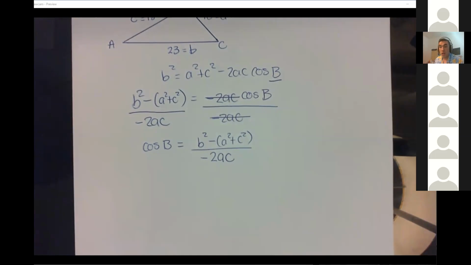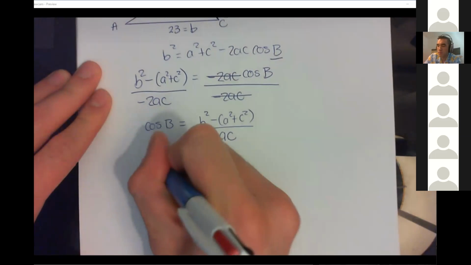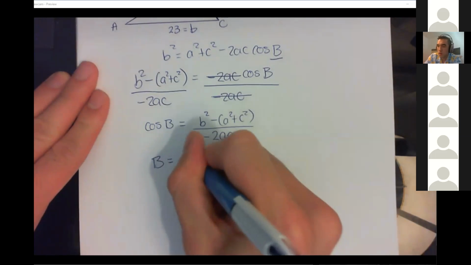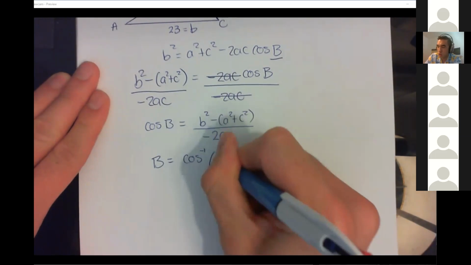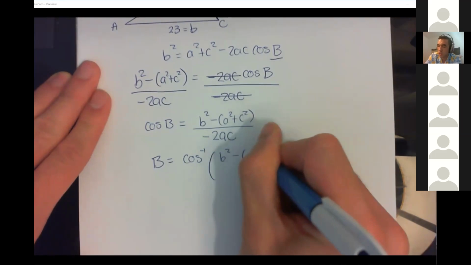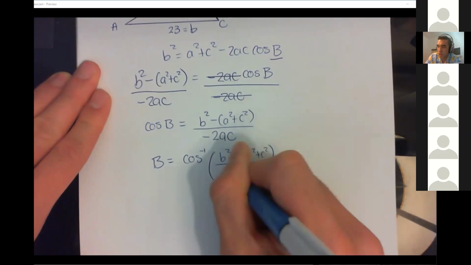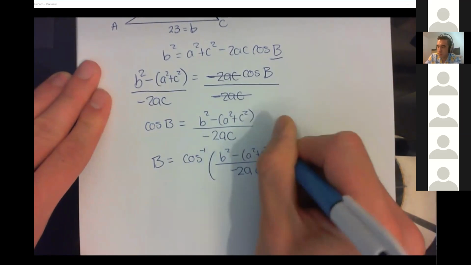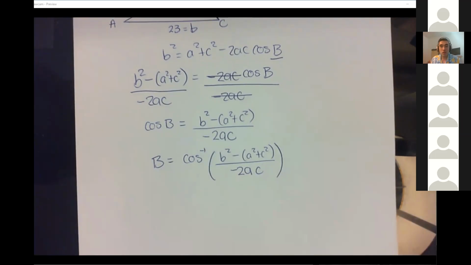And now how do I get angle B alone? How do I undo what cosine does? You inverse it. You invert it. So this is to say that angle B is necessarily equal to the inverse cosine of the ratio B squared minus A squared plus C squared, all then divided by negative 2AC. And so this equation is always true. This is generally true. This is a valid manipulation of the law of cosines.